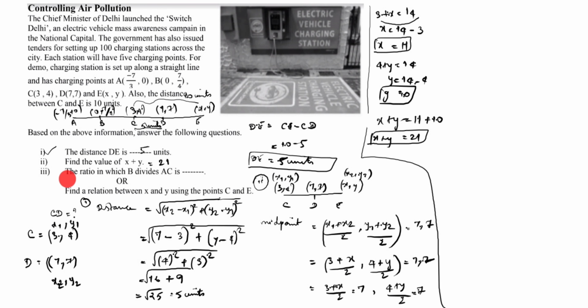Next, the ratio in which B divides AC. B divides AC, so the ratio means k is to 1. For the third one, what is the ratio formula? Ratio means you will take the section formula.